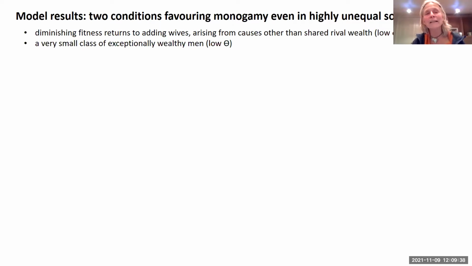And then the second key feature that comes out of the theoretical results is that monogamy is more likely to arise when you have a very small class of exceptionally wealthy men. And this is effectively a low theta. This is because there are very few of these guys, they're incredibly wealthy, but they can't marry as many wives as their wealth would allow them to, because of this delta kicking in. So they're kind of getting trapped. They can't be as polygynous as they would like to be.